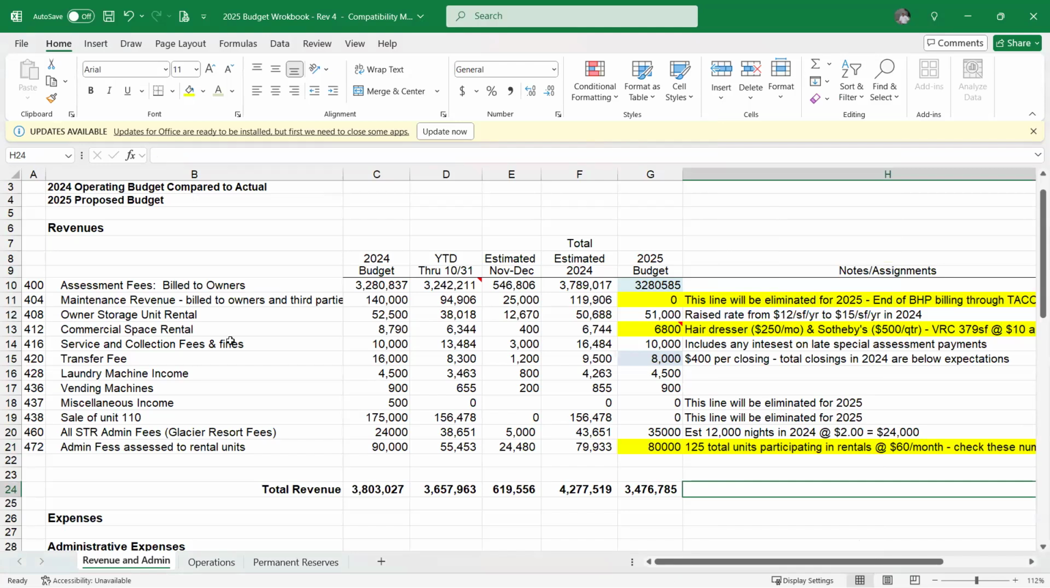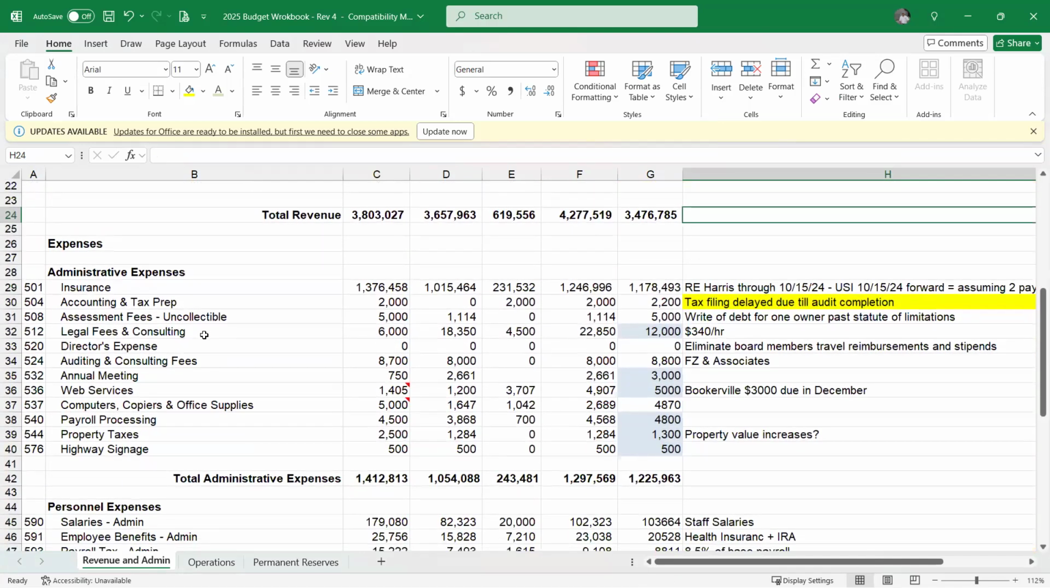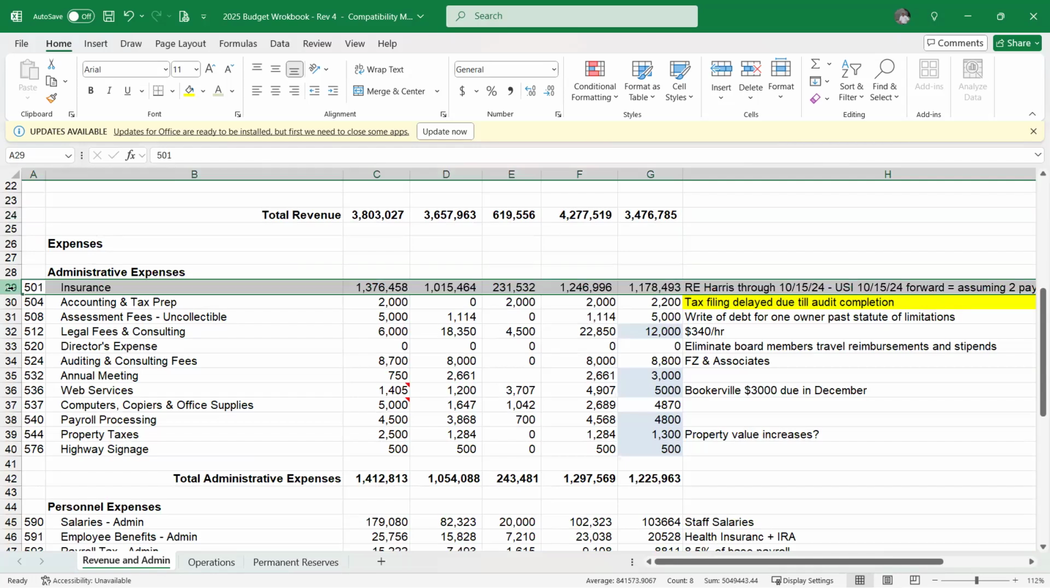Okay, so moving on to expenses. So administrative expenses, 501 insurance. Everybody knows we finalized our insurance with USI. And we're saving about $200,000 in the annual premium and getting quite a bit better coverage, in my opinion. So there's that.